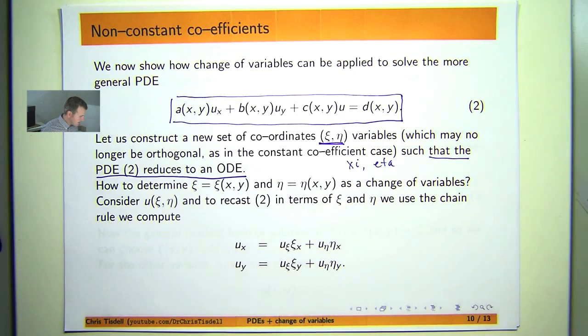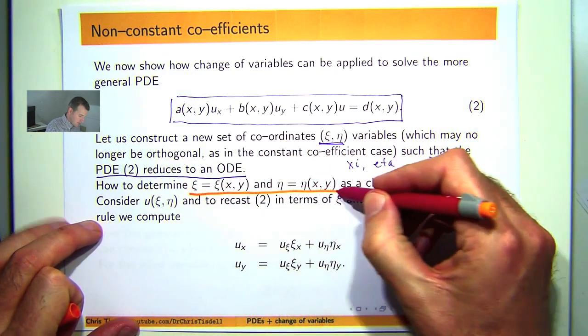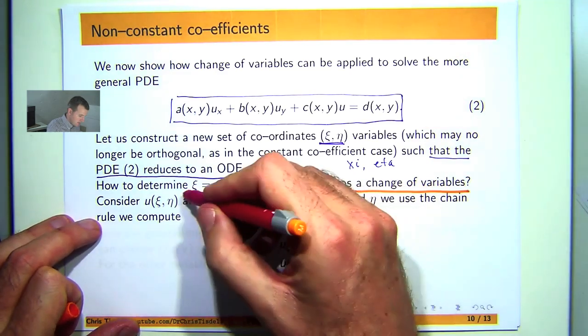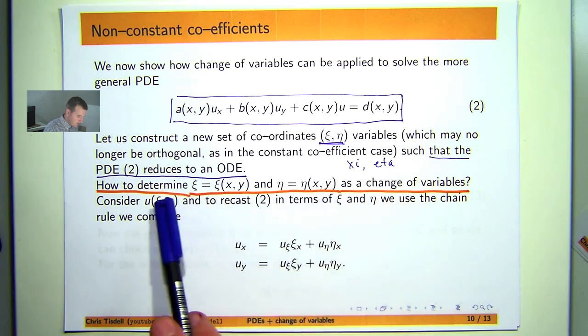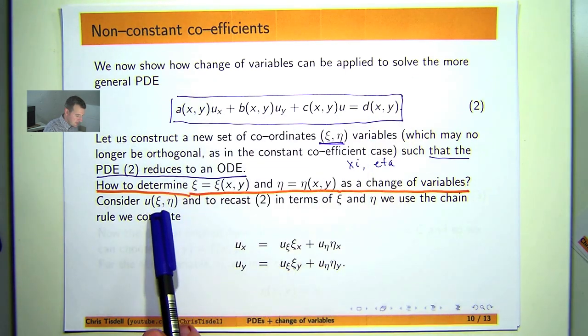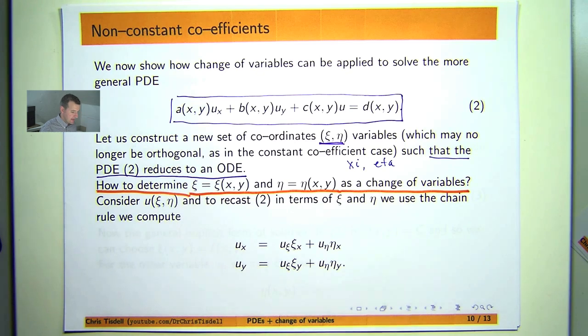Okay, so the question is, how do we actually determine what these change of variables should be? That's the big question. I'm going to show you how to do that in this video. So let's think of a solution u to this problem in terms of psi and eta, and let's recast equation 2 in terms of partial derivatives involving eta, x, psi and y.